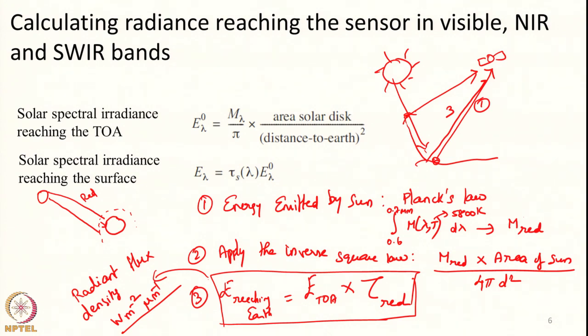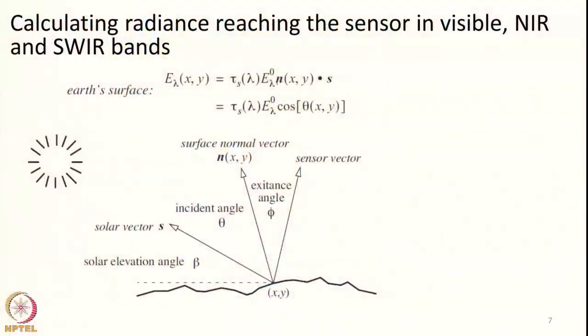Next step: energy has reached the surface. A portion of it will be reflected back, a portion will be absorbed, and a portion will be transmitted, that we know. But what will our remote sensing sensor collect? Essentially the reflected energy. So we are now going to calculate that particular component. This is the energy from the sun that reached the terrain.